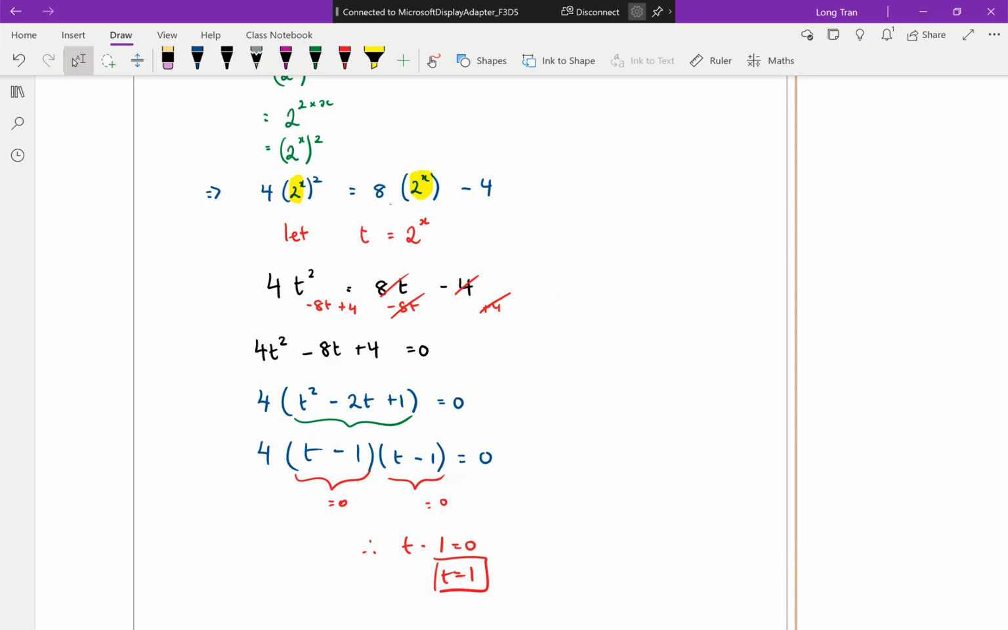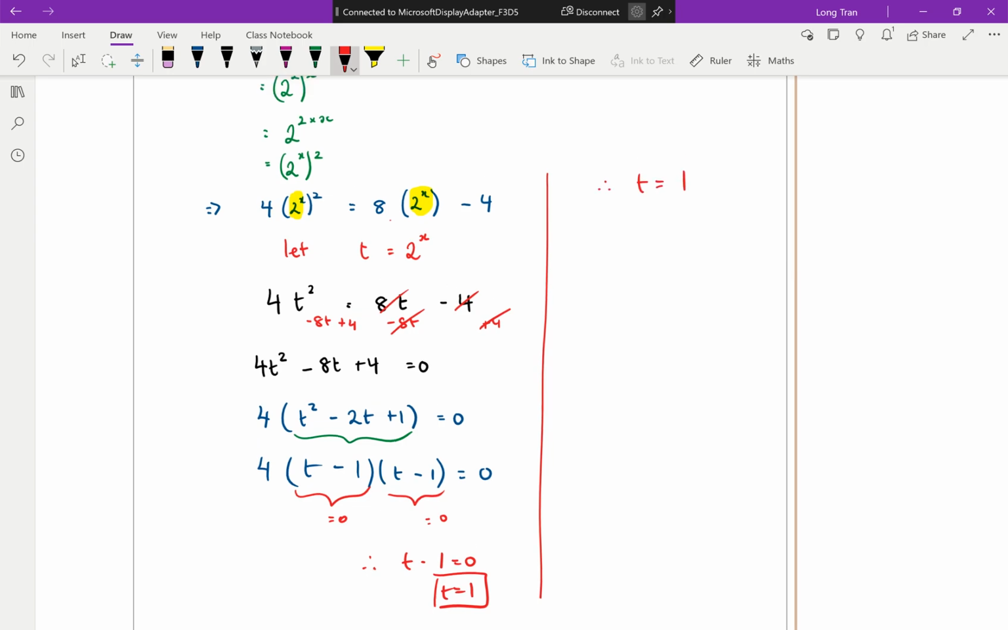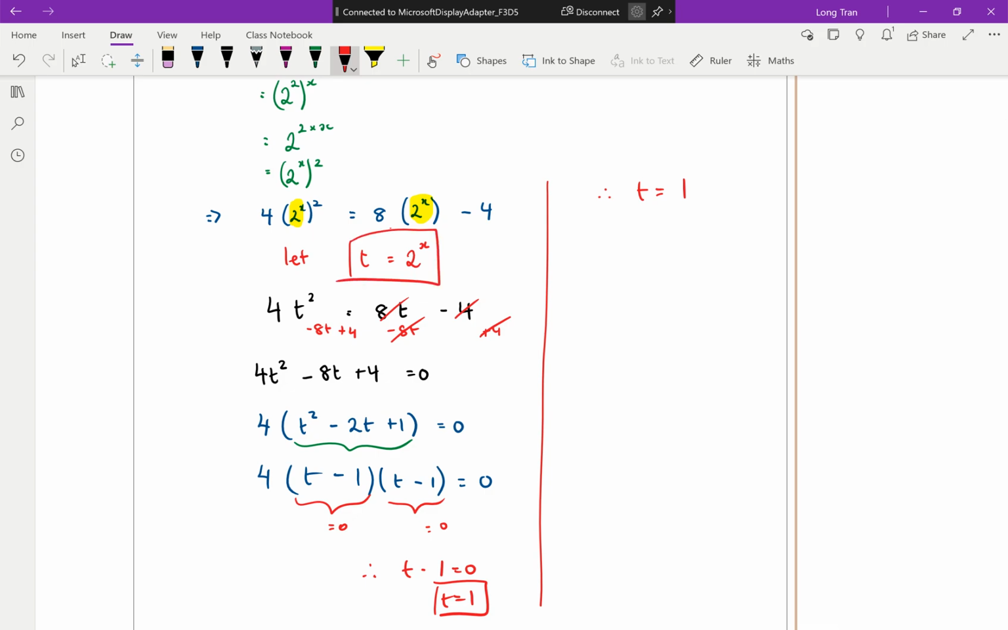Matt? I have substituted back into 2x. Very good. The problem was asking you to find x, not t. I made up t to make it easier for me to solve, but you still need to solve for x. So this is where you would then say, since t equals 1, well, t, we made up over here. We said t is equal to 2 to the power of x. So here, I resubstitute it. It's 2 to the power of x is equal to 1.